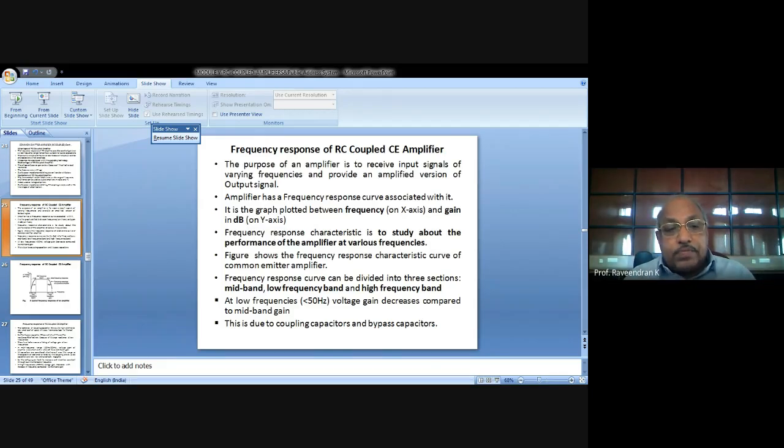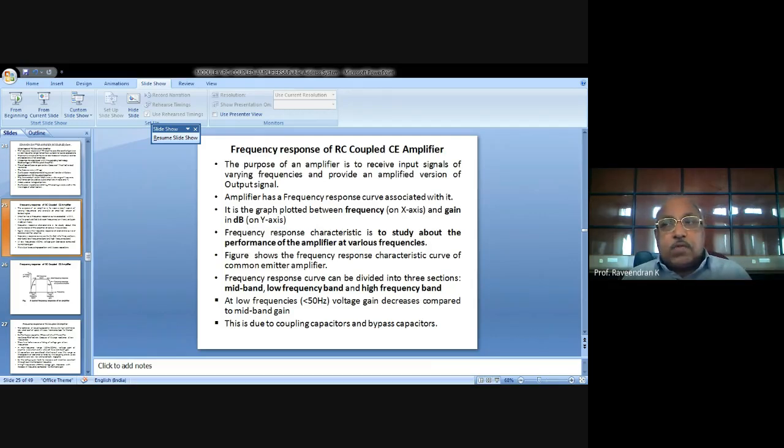Follow my point? The frequency at which the mid-band gain falls off by 70.7%, or the frequency at which the mid-band gain falls to, not falls off by, falls to 70.7% of the mid-band gain, is called the 3 dB frequency. So that I have already told you.